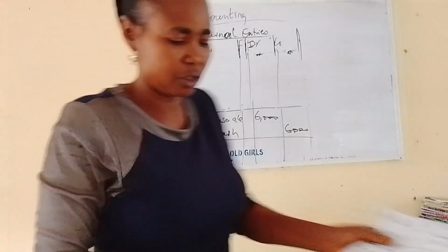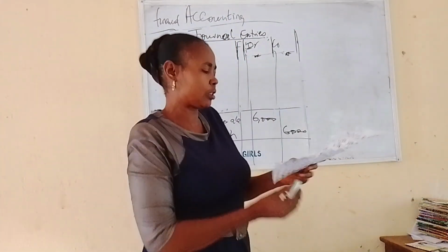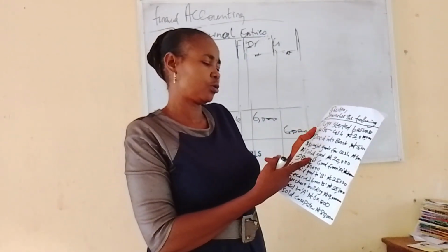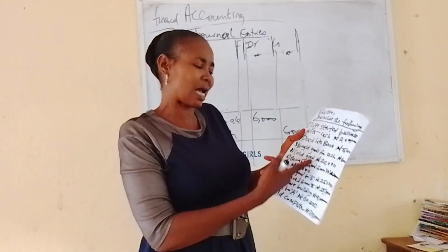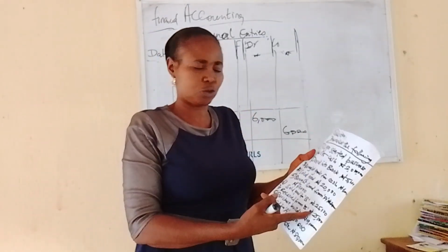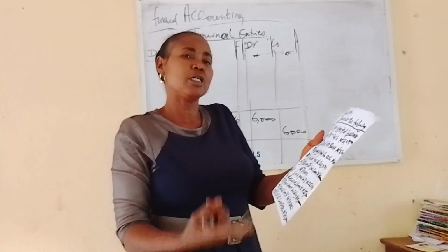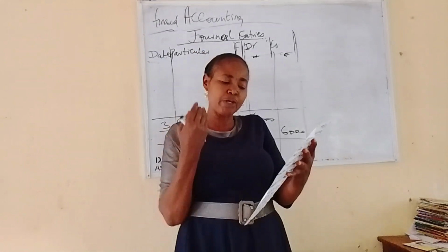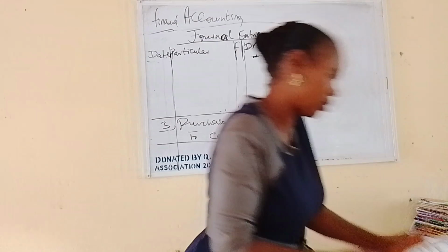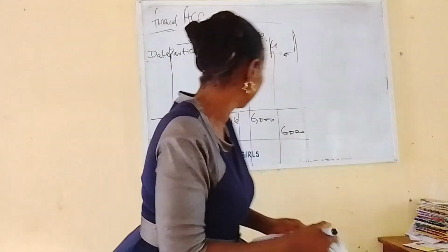For the rest of the transactions, number 4. Sold goods, 20,000 naira. The two accounts involved here are the sales account and the cash account. He sold goods for 20,000 naira, so he sold goods and cash came in. Cash is an asset, and it has increased. When assets increase, you debit.